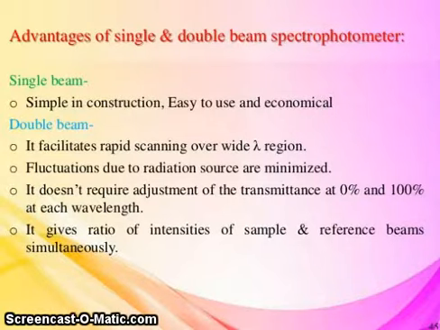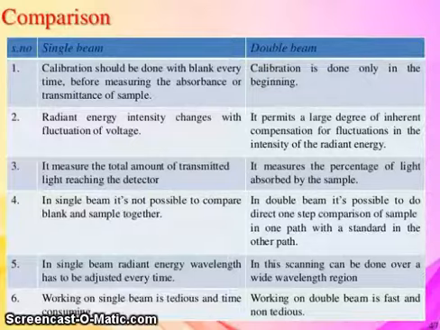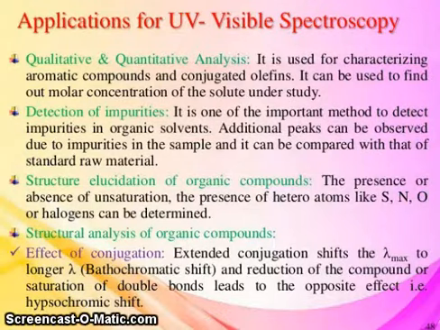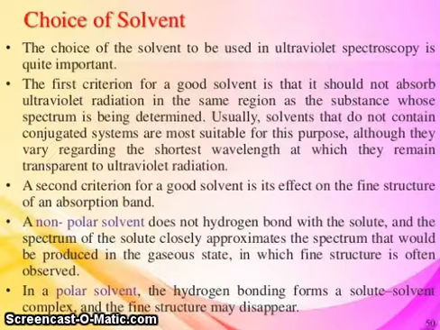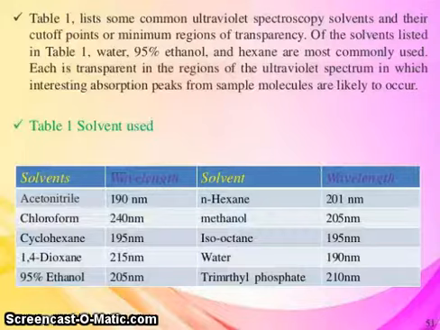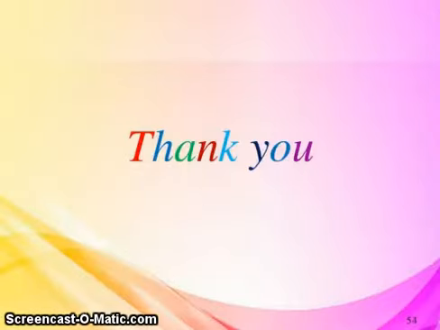Single beam, double beam: firstly, rapid scanning over a wide lambda range. Disadvantages of single and double beam spectrophotometer. So this is the comparison. Applications of UV visible: qualitative and quantitative analysis, detection of impurities, structure elucidation. These are the applications. Choice of solvent. Woodward-Fieser rules, I already discussed.